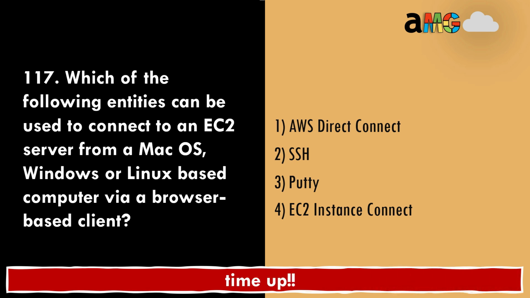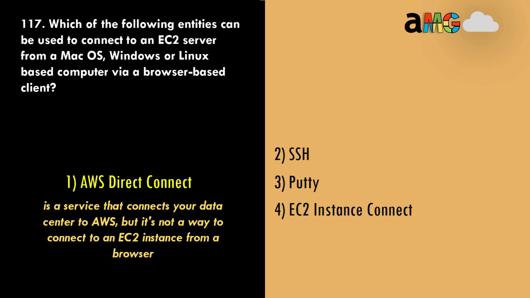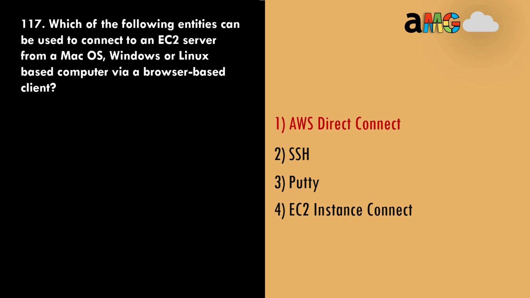Time up. Now, AWS Direct Connect is a service that connects your data center to AWS, but it's not a way to connect to an EC2 instance from a browser. Okay, so this is the wrong answer.